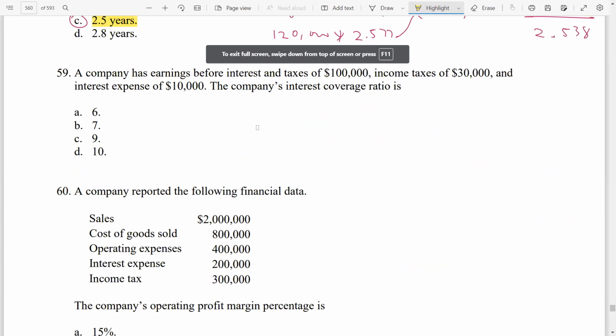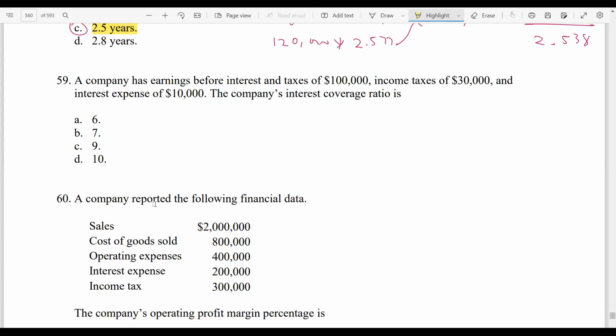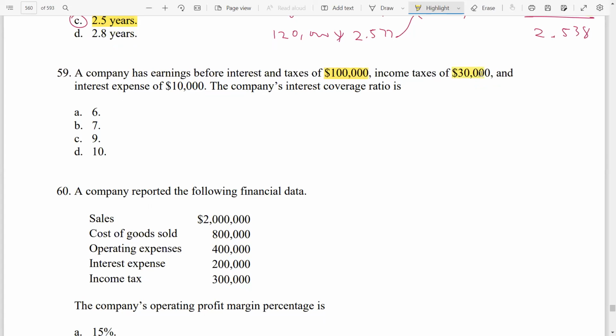Question number 59. A company has earnings before interest and taxes of 100,000, income taxes of 30,000, and interest expense of 10,000. The company's interest coverage ratio. All right, so interest coverage ratio. What is the formula for interest coverage ratio? The formula is EBIT, earnings before interest and taxes, divided by interest expense.